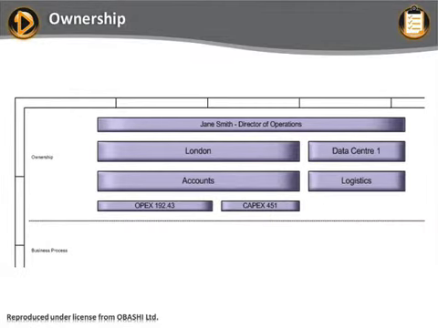Within the ownership layer, the elements can be stacked to create a hierarchy, as you can see in this diagram. Jane Smith has overall accountability for the business processes underneath these elements. This includes 2 locations, Data Center 1 and London, and 2 organizational units, Accounts and Logistics. Accounts is subdivided further into the CapEx and OpEx units. The way these elements are placed has a specific meaning and helps to provide context to the bit diagram. Using the structure, it is easy, for example, to show organizational reporting structures and levels of management.